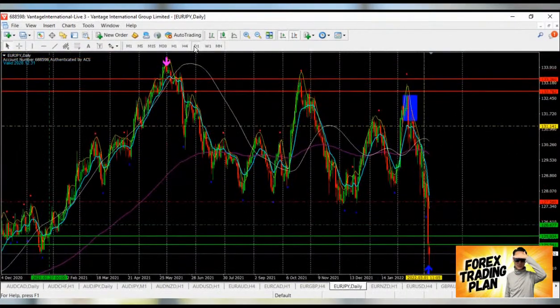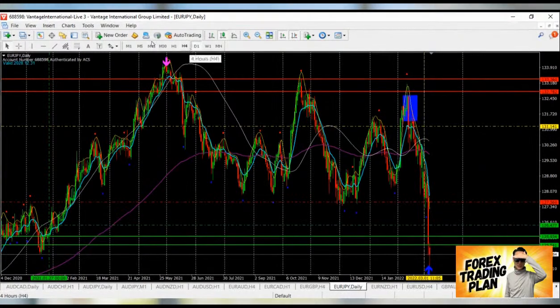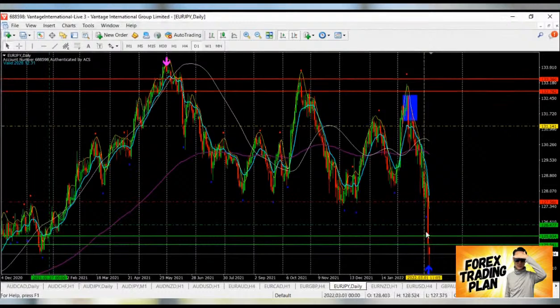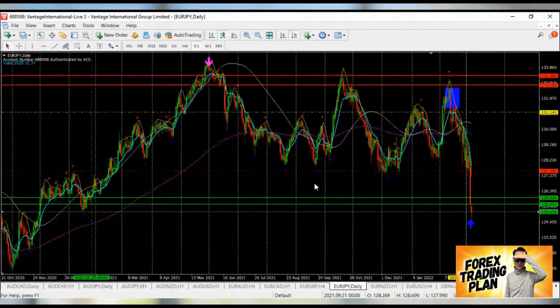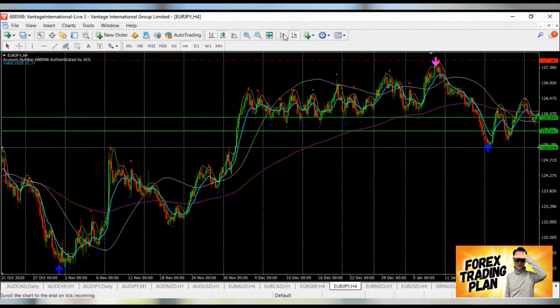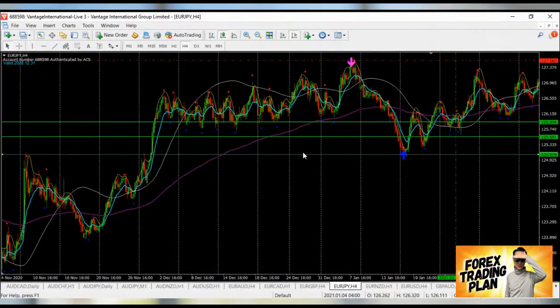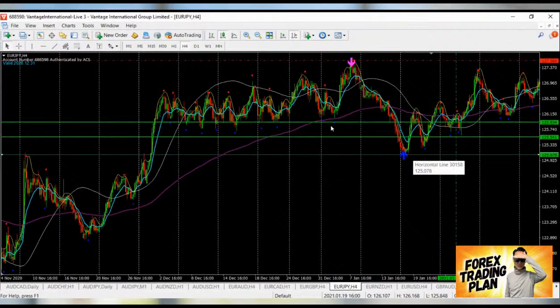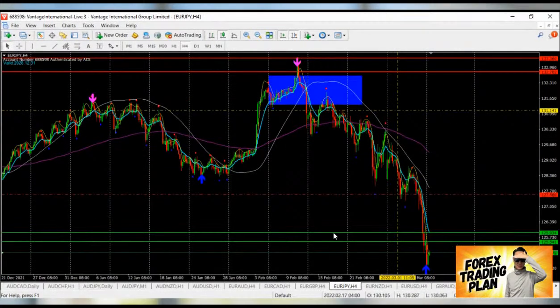Euro yen again, let's take a look. Euro yen over here looks good to sell, because it's testing the support and it actually has a retracement after testing the support. Let's take a look at where the support is over here. The previous support has been tested a few rounds, as you can see.